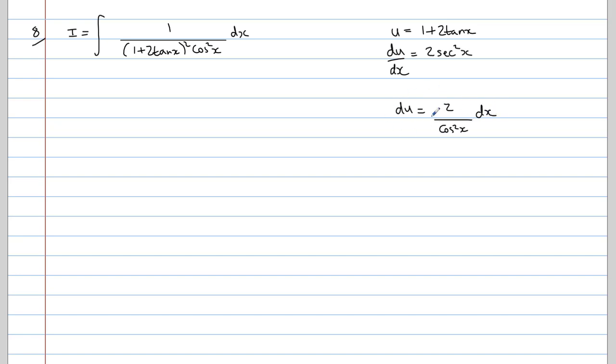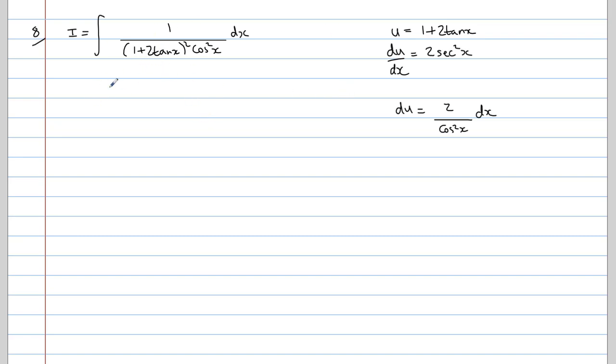Now, from here, that should hopefully help me see a bit about what's going to happen, because I've got cos squared on the bottom here, and as it turns out, I've got cos squared on the bottom here. So by finding du, it's actually giving me a way into this problem. I've also got a 1 plus 2 tan x squared, and I've got a 1 plus 2 tan x here, so I've actually got a way of dealing with everything within this integral.